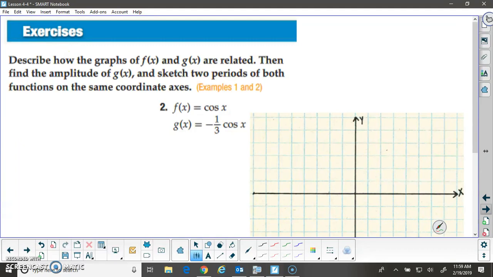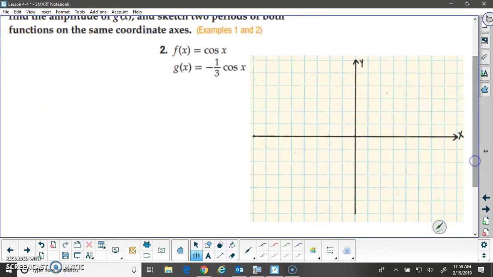Number 2, this time we have a vertical reflection and a vertical shrink. So let me set up my y-axis slightly differently. I'm going to make 3 boxes represent 1 unit here. Still going to set up my x-axis the same way. I like to use 8 boxes for my period length.